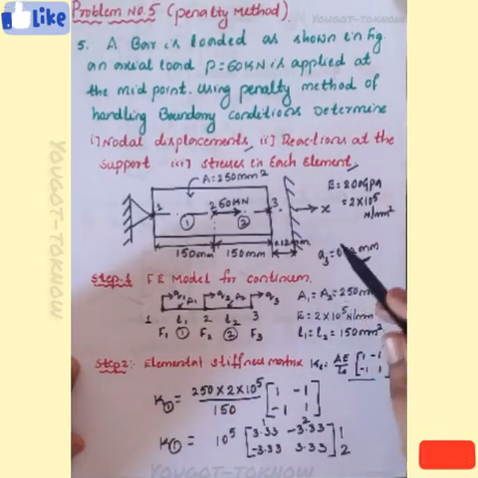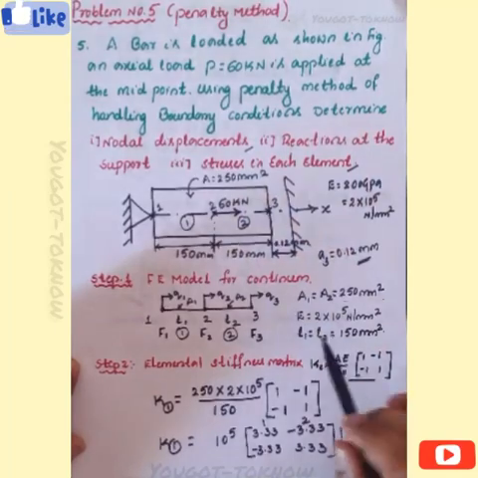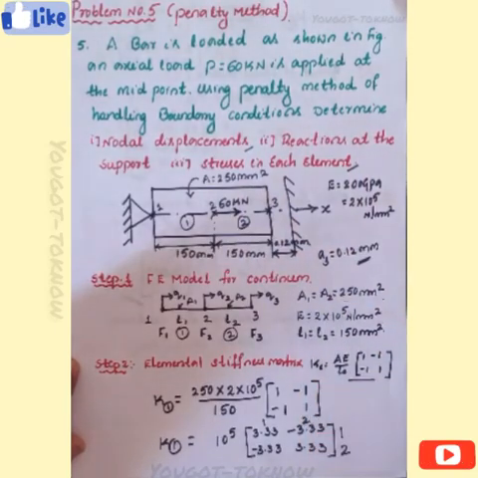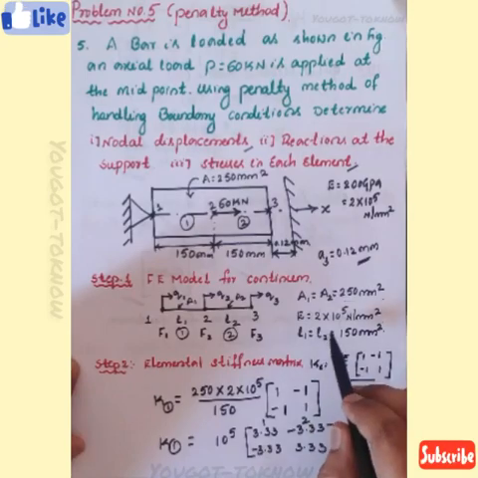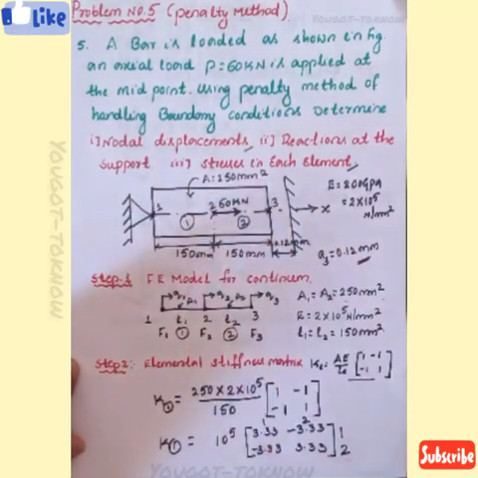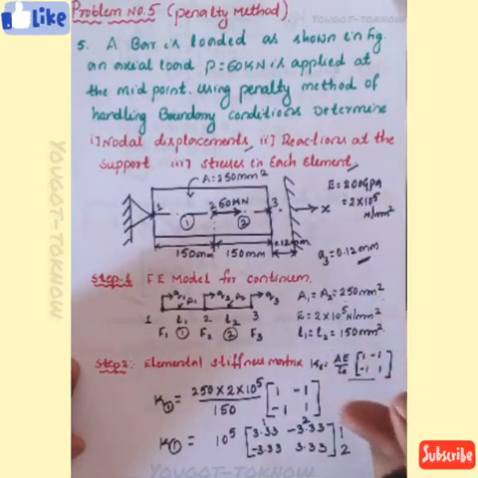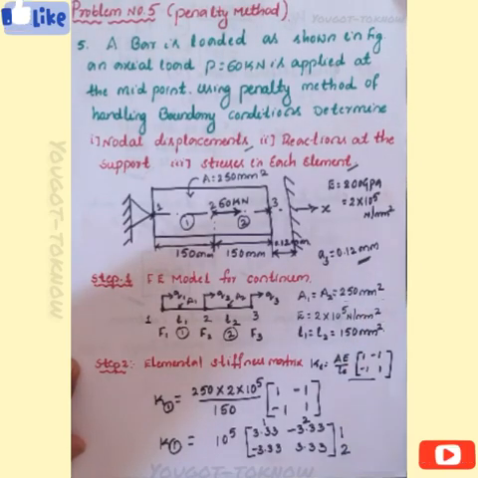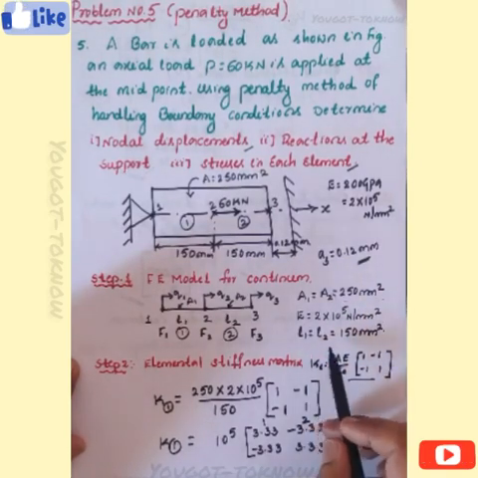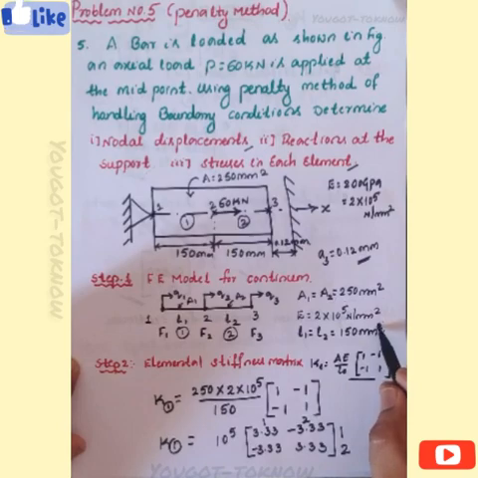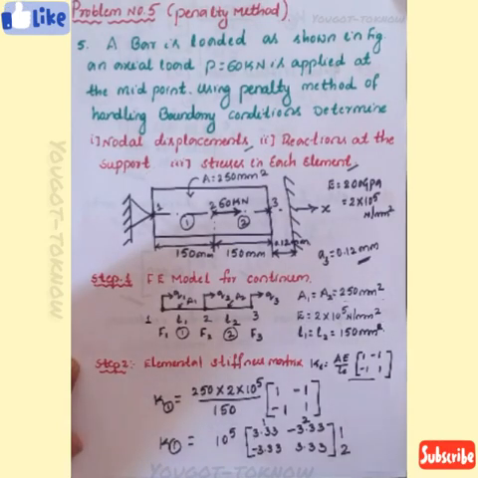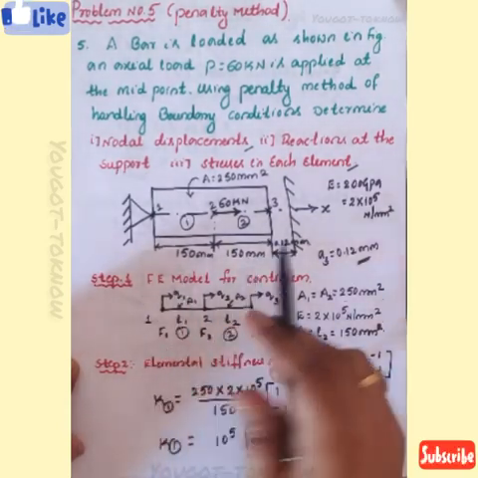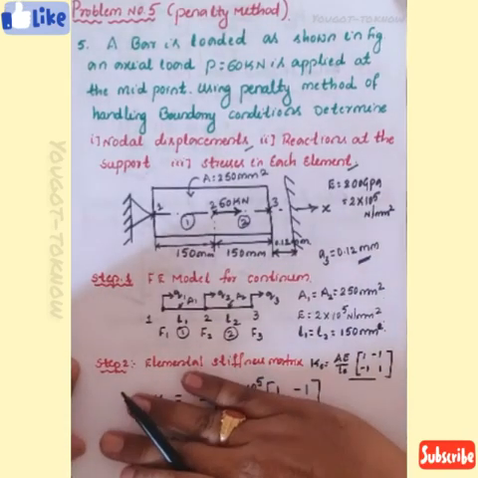Then the area. The area is a constant cross section. I am taking the areas A1 and A2 as equal to 250 mm square because I am taking it as two elements. E is common for both elements, 2 into 10 to the power 5, because there is no different element here. It is made up of only one material, so E equals 200 GPa. L1 and L2 will be equal to 150 mm, because both elements have the same length.